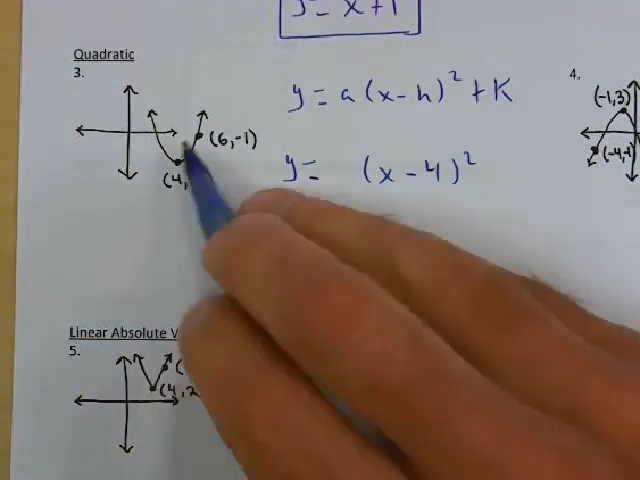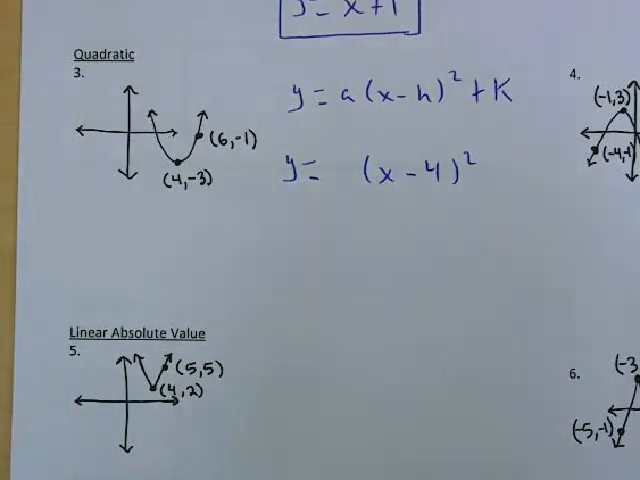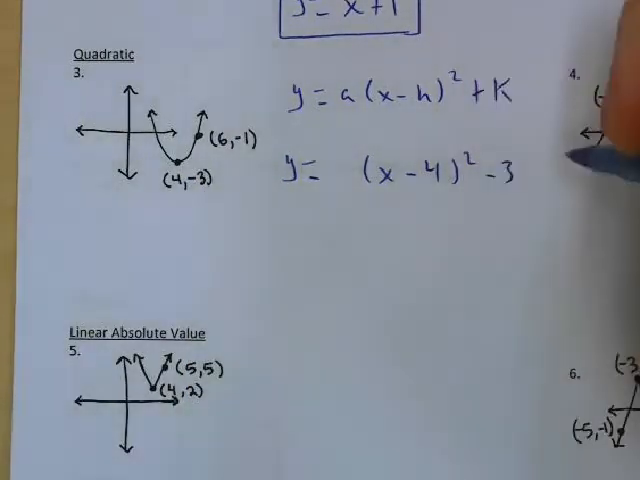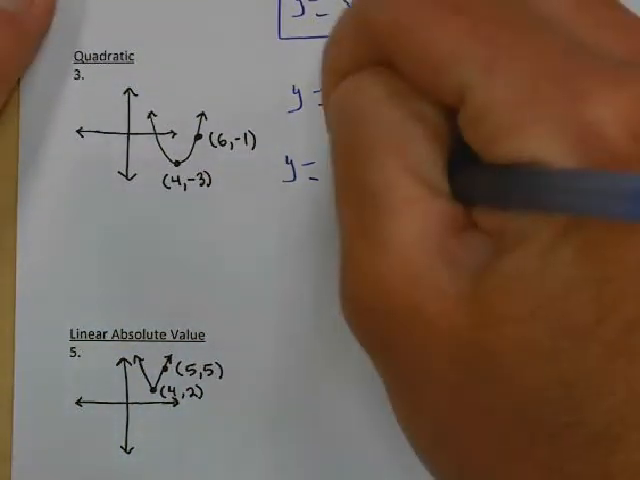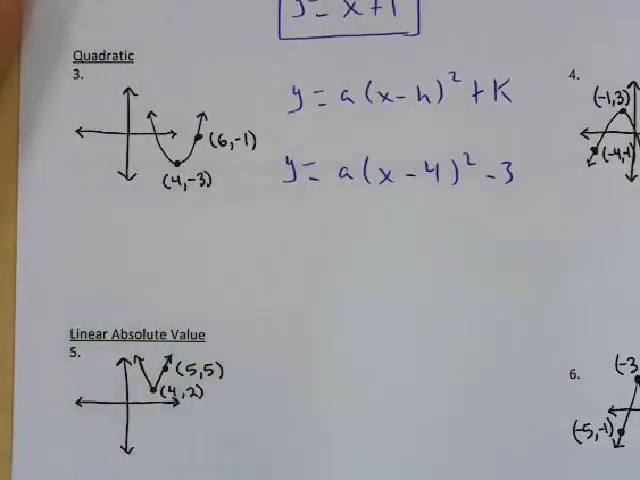And then we move down 3. Well, what's going to shift us down 3? Well, having a minus 3 at the end. Okay, and then once we have these things, the last thing we need to figure out is our a value. So we're just going to leave that as a variable right now. Okay, and now this is a lot like the problems that we did the other day. We get our equation if we can just solve for a.